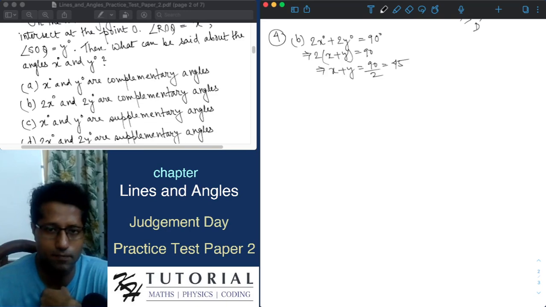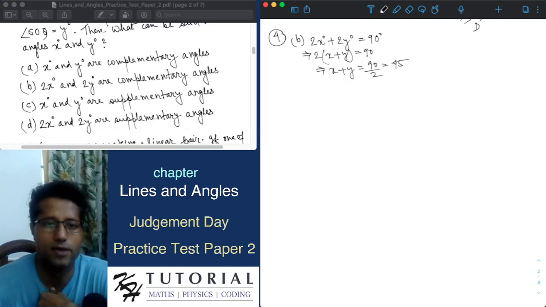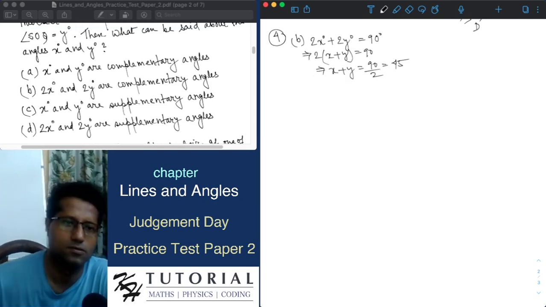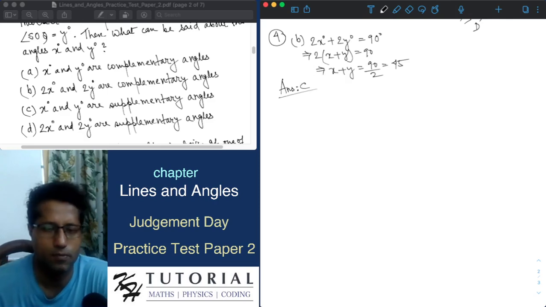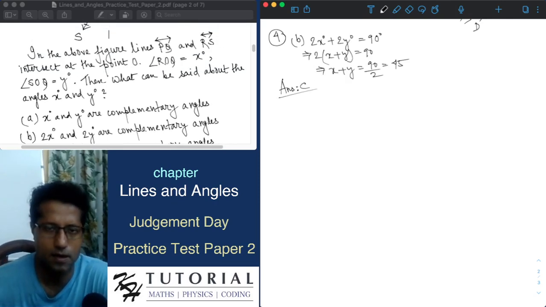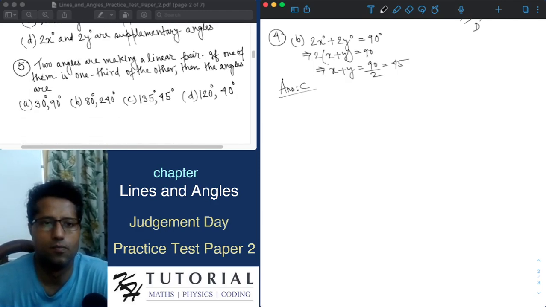X and Y degree are supplementary angles. Yes, this C is right. And 2x and 2y are supplementary angles. Now if 2x and 2y are supplementary angles, then x plus y will be 90 degrees. No, so 2x and 2y are not supplementary angles. So definitely the answer is choice C, as x and y are supplementary angles, because clearly they are a linear pair of angles. Okay, let's do problem number 5.